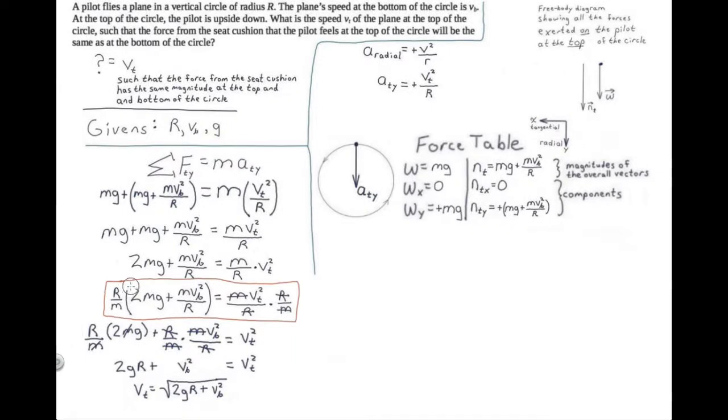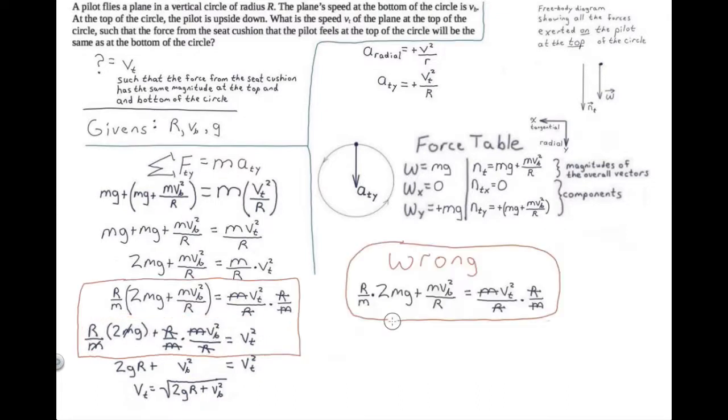When we multiply the left side of the equation by r over m, we need to write parentheses around the left side of the equation. Then we apply the distributive law to remove those parentheses. If you don't include those parentheses when you multiply by r over m, then you won't distribute the r over m over this second term, and consequently you will get an incorrect result.